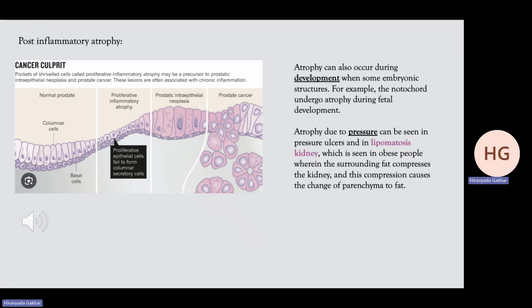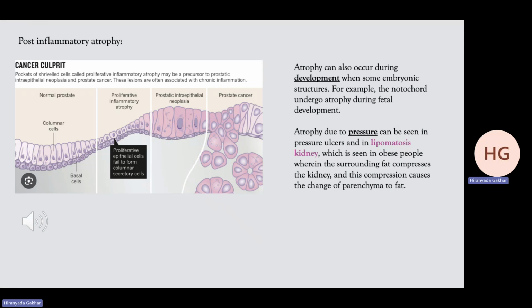Another one is atrophy that occurs during development. This is also an example of a physiological atrophy and happens with some of the embryonic structures. For example, the notochord. Notochord undergoes atrophy during fetal development. So that's about it. And the last and the most important one is atrophy due to pressure.